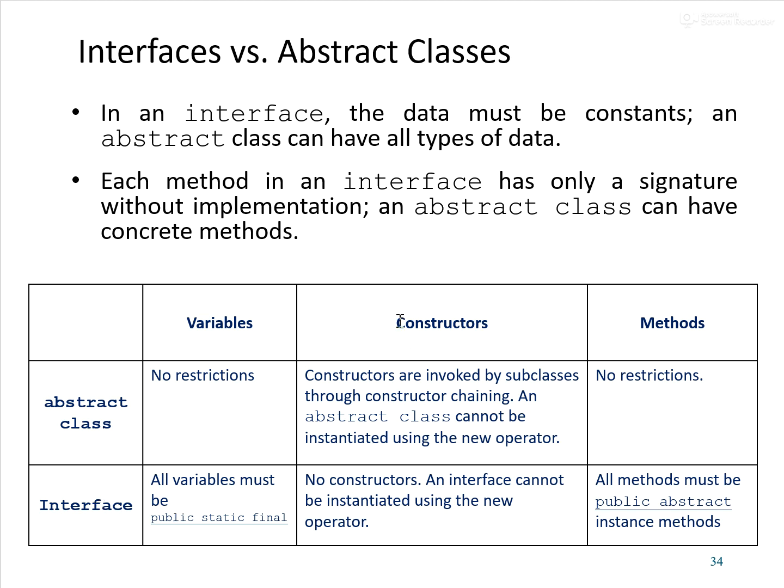About the constructors, interfaces do not have constructors because you do not make objects. You cannot make objects or instances of interfaces. Abstract classes can have constructors, and they will be invoked by subclasses when you make an object of those subclasses, an instance.